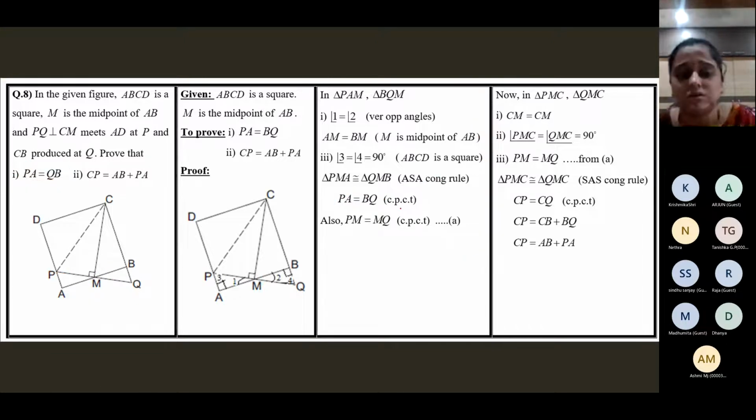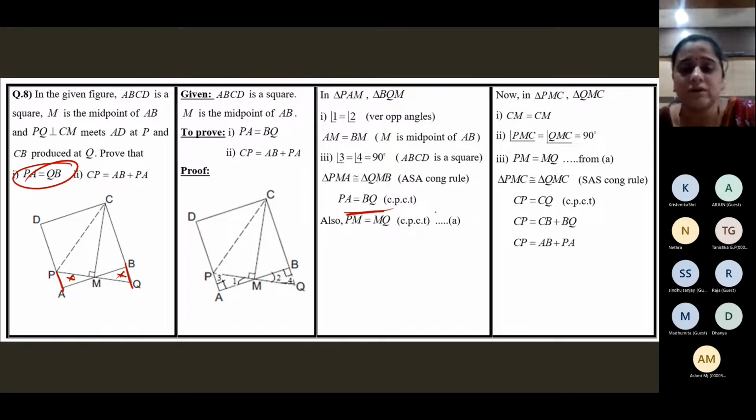So that's the first part. PA is equal to QB. So that was easy. You had to take up these two triangles because PA is a side of this triangle and QB is a side of this triangle. So you have to take up these two small triangles. And we have just enough information to show that the two triangles are congruent.